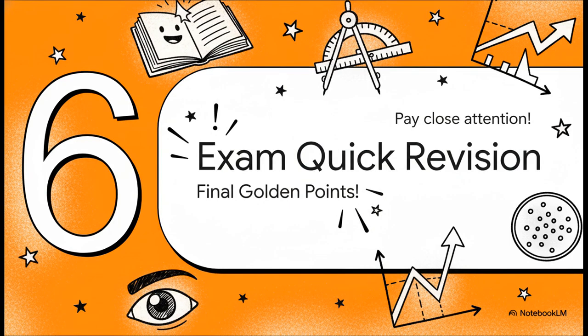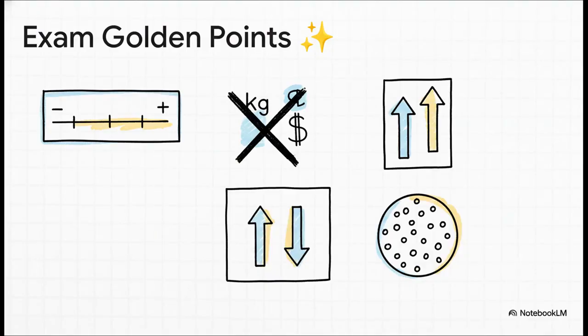All right, let's do a super fast recap. These are the absolute golden points you have to remember for your exam, so focus up, okay? First, R is always between -1 and +1. If you get an answer like 2 or 3, you've made a mistake somewhere. Second, R has no units. It's not in rupees or kilograms or anything. Third, a positive R means they move together. Fourth, a negative R means they move in opposite directions. And finally, if R is close to 0, it means a weak relationship.